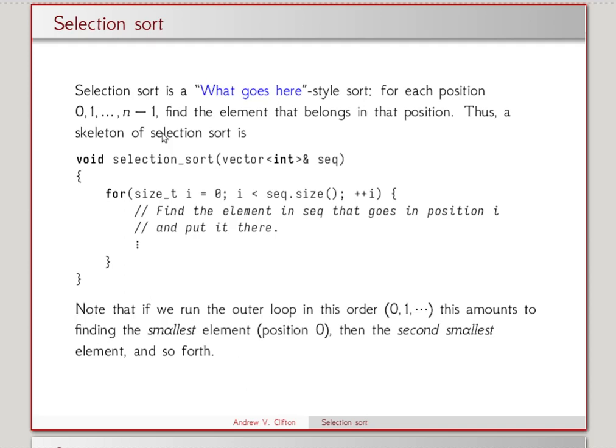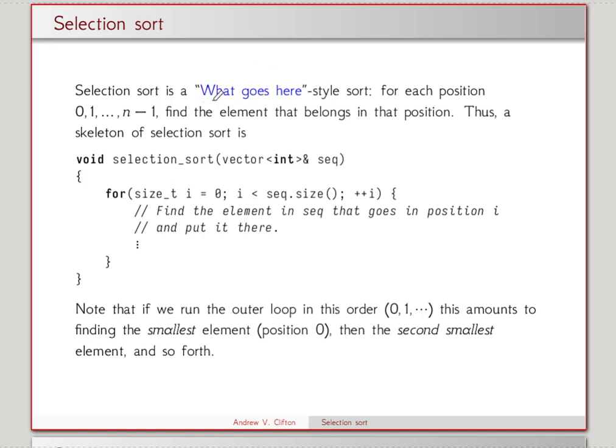So this is the first of our quadratic, n squared sorting algorithms, and this is called selection sort. You might remember that we have basically two strategies for doing n squared sorting. We can pick a position and say what goes here, like what goes in position 0, what goes in position 1. We call that a what goes here style sort. And the other strategy is we can pick an object, like a value, and say, where do you go? Like, okay, here's the number 12. Where should that go in the sorted sequence? And we call that a where do you go style sort.